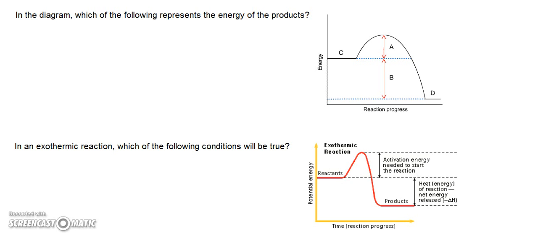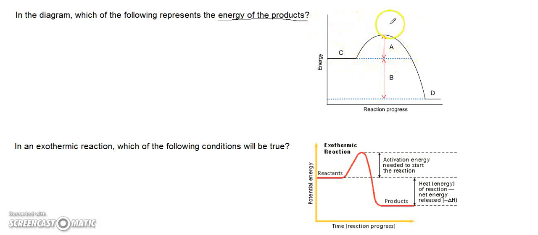Number one here, or the first question I have listed at least: in the diagram, which of the following represents the energy of the products? And then you had four answer choices, A, B, C, and D, and you're deciding which one represents the energy of the products. That is the key phrase here.